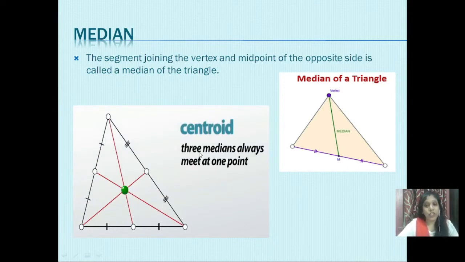Now children, centroid. Three medians always meet at one point. So when we draw the three medians from each vertex to the opposite sides, we get a center point, right? They meet at one point, so they are concurrent. So that point is known as the centroid. Okay, this is called a centroid. Three medians always meet at one point.